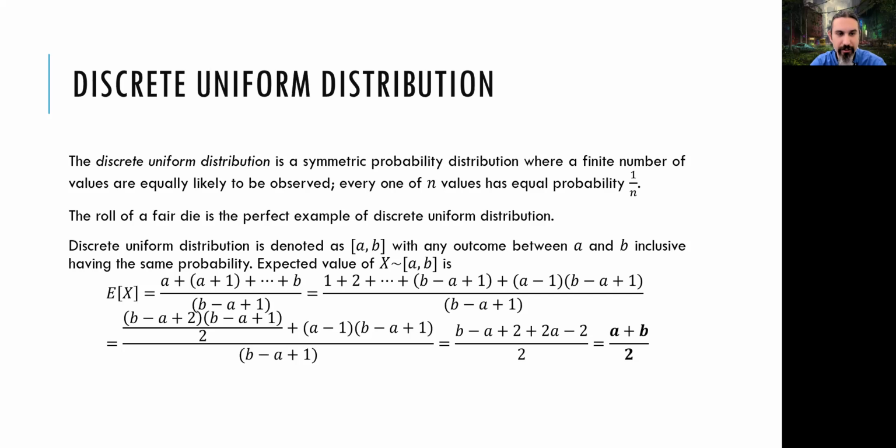In the discrete uniform distribution, it's a symmetric distribution, and there's a finite number of values. We can just find the number of values. It's finite. It can be 10, 20, etc. Any number n, which is not infinite. So all those n values have the same probability, 1 over n. For example, the roll of a fair die. The number of outcomes is 6. You have 1 to 6, and they all have the probability 1 over 6. So it's a uniform distribution.